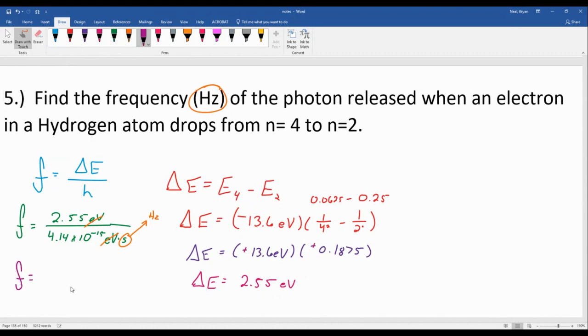And then that final answer is 6.159 times 10 to the 14 hertz. So also could be written as 615.9 terahertz, because terahertz are often convenient for visible light.